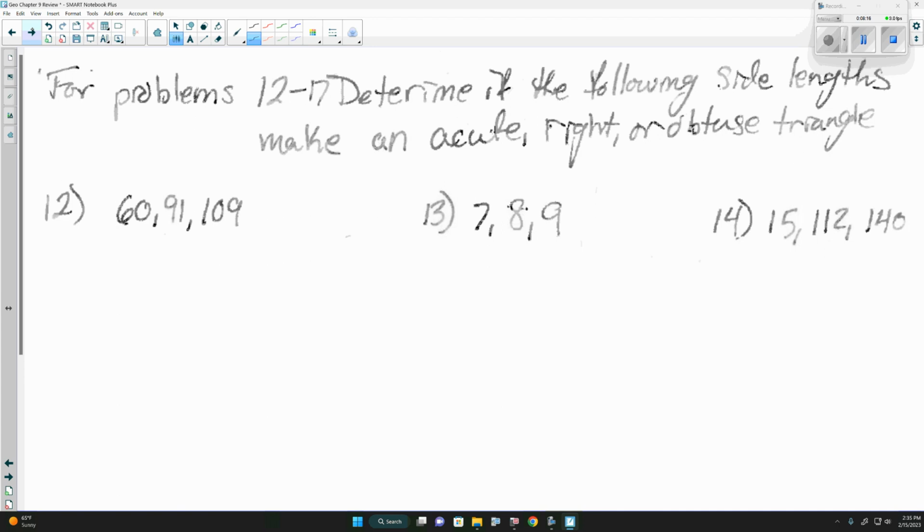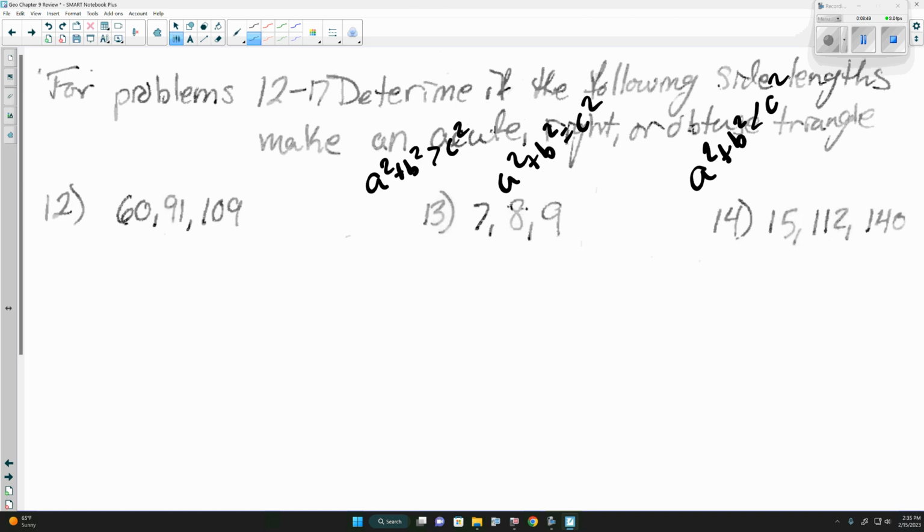Questions on 12 through 17. Determine if the following side lengths make the triangle acute, right, or obtuse. It's acute if a squared plus b squared is greater than c squared. It's right if a squared plus b squared equals c squared, and it's obtuse if a squared plus b squared is less than c squared.